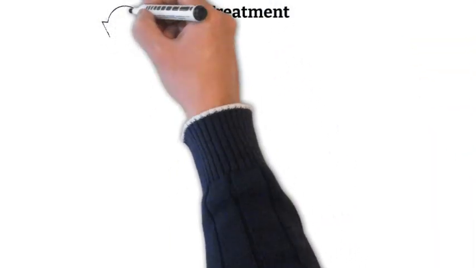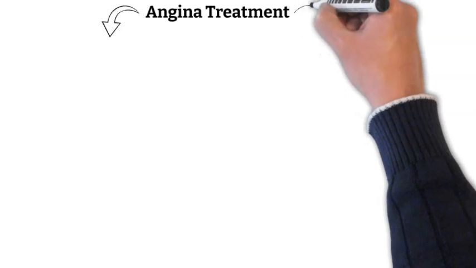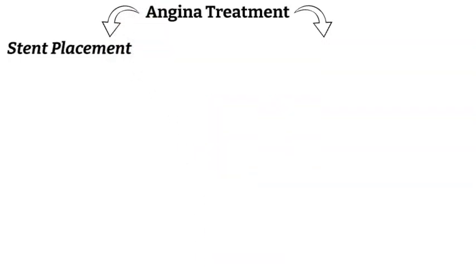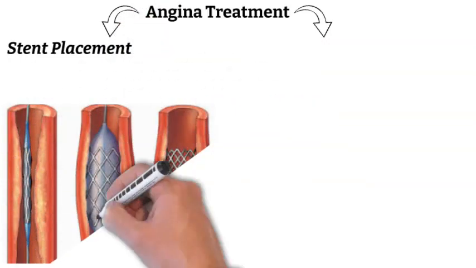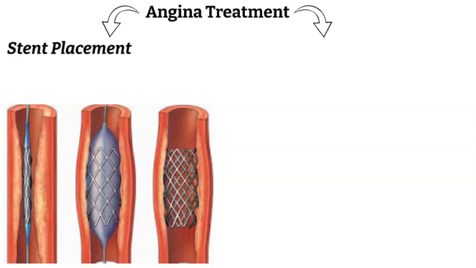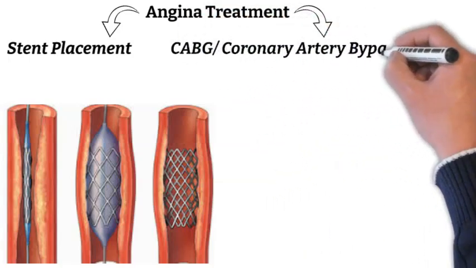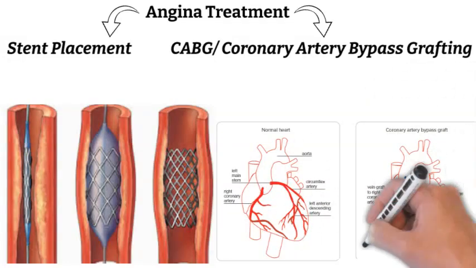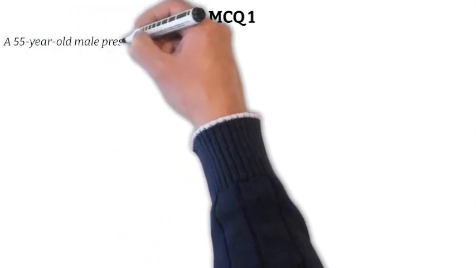Angina treatment. But the best treatment so far is stent placement. And this is how the stent is placed, and this is how it helps. And the last but not least is CABG, or coronary artery bypass grafting. All right, let's do a few multiple choice questions.